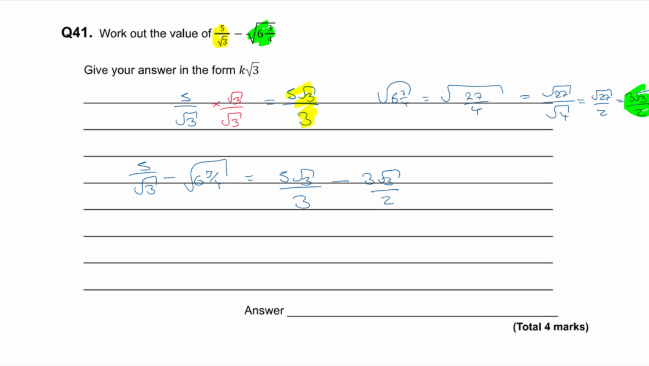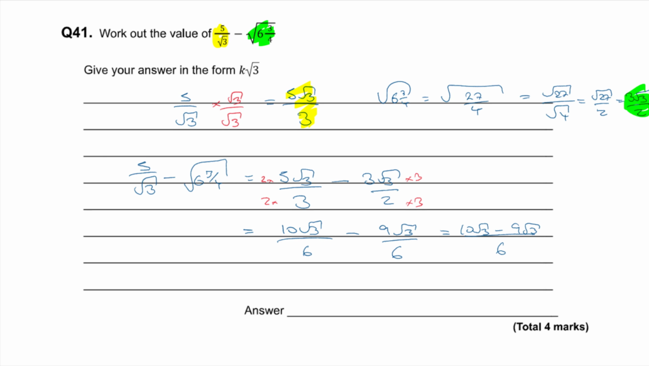So just multiplying top and bottom through by 2 for the first fraction, times 2 is going to give me a denominator of 6. And if I times top and bottom by 3 on the second one, I'm going to get 6. So that's going to be equal to 10 root 3 over 6 minus 9 root 3 over 6. They've got the same denominator, so I'm going to put them over one denominator. So that's 10 root 3 minus 9 root 3 all over 6.